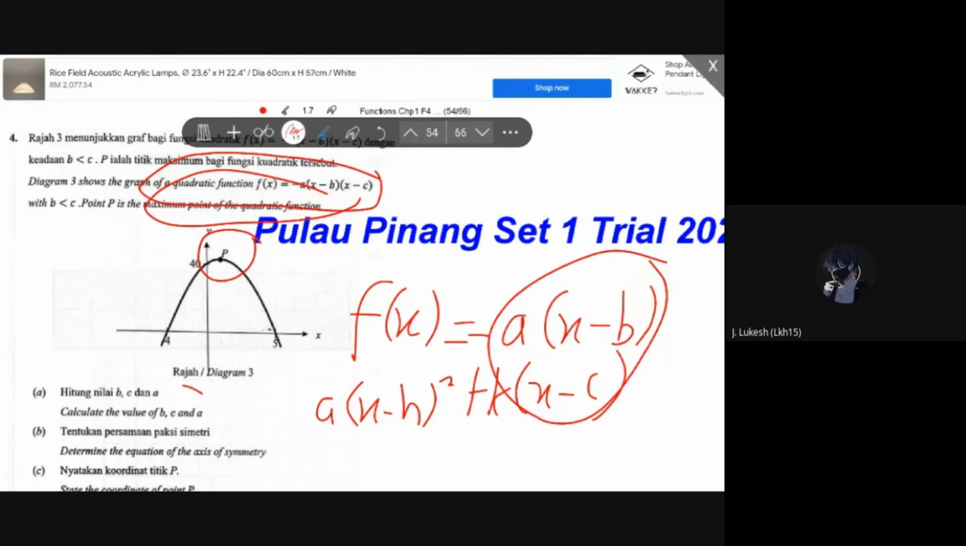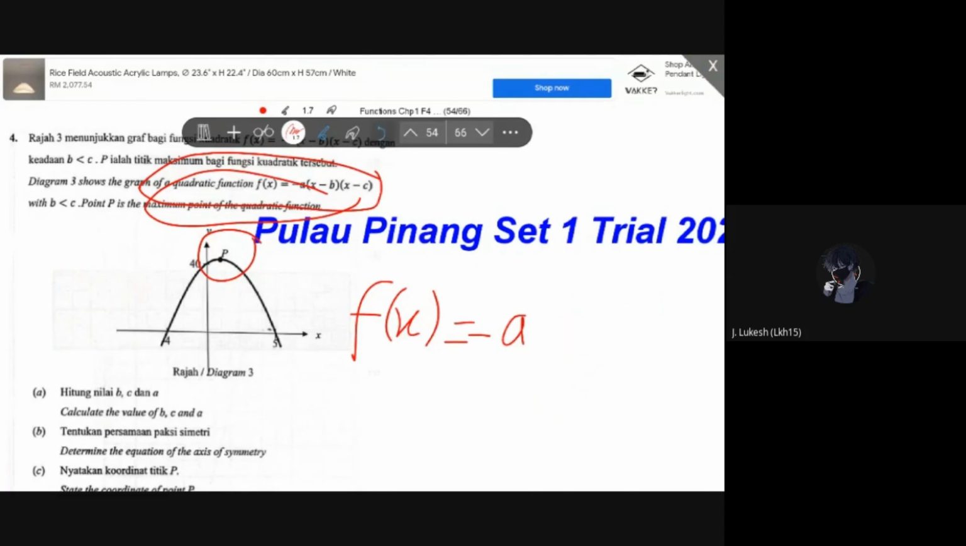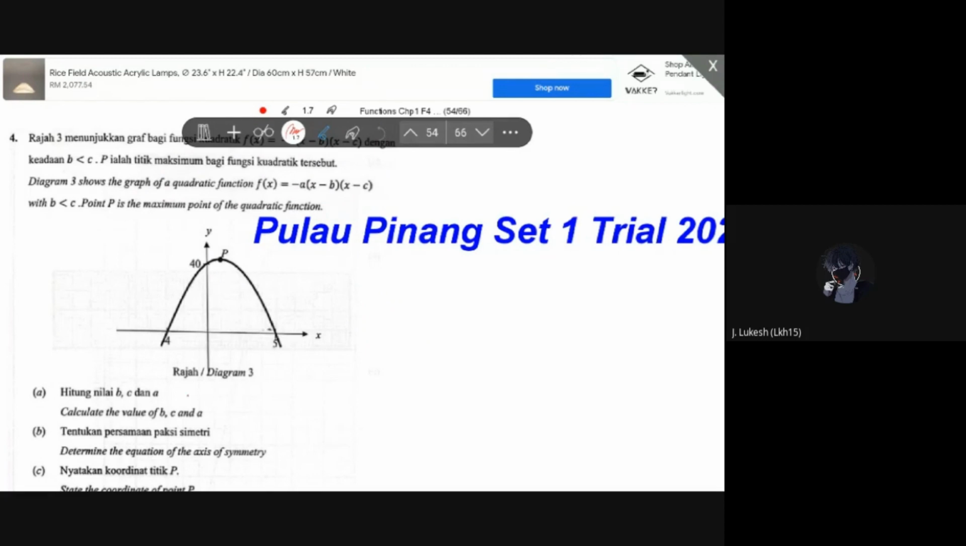So, now mereka tanya calculate the values of B, C, and A. Okay, macam mana nak cari nilai B dan C dulu? Anyone have idea or not? How do you find B and C values?